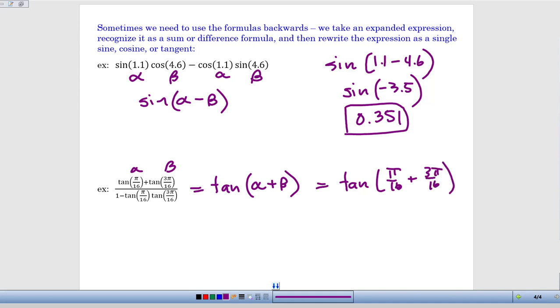Well, now, again, instead of having this more complicated expression where I'm going to have to enter a whole bunch of things to get to the correct answer, I can add these two together. So pi over 16 plus 3 pi over 16 makes 4 pi over 16. Well, 4 pi over 16 reduces to pi over 4. Well, the tangent of pi over 4 is about as easy as tangent gets. Our answer is 1.